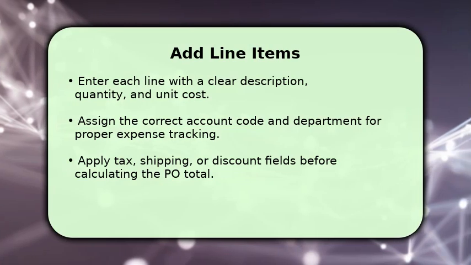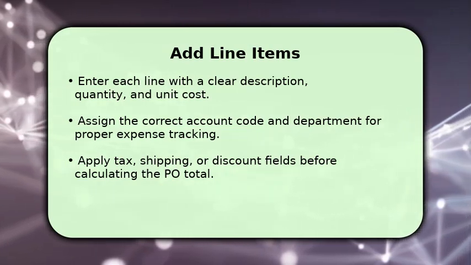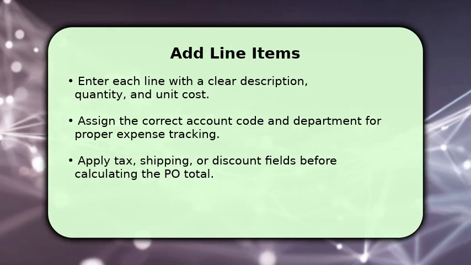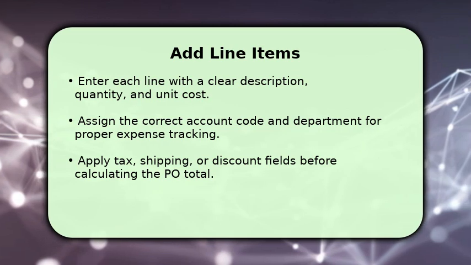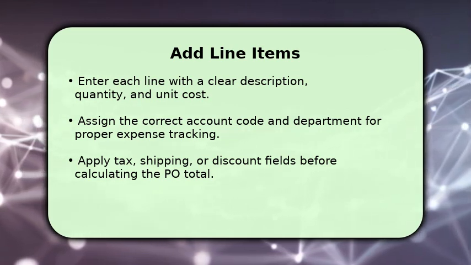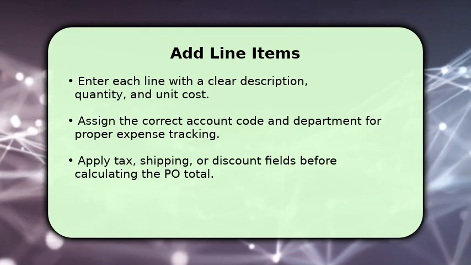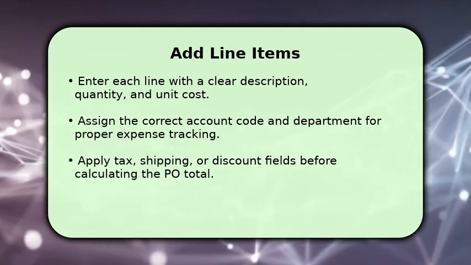Add each line item with a concise description, quantity, unit cost, and any part numbers. Allocate each line to the proper GL account and department so expenses post correctly. Include shipping, tax, and discount fields to produce an accurate PO total.